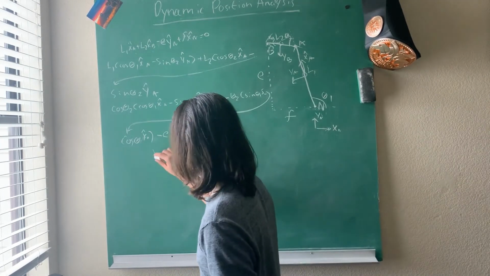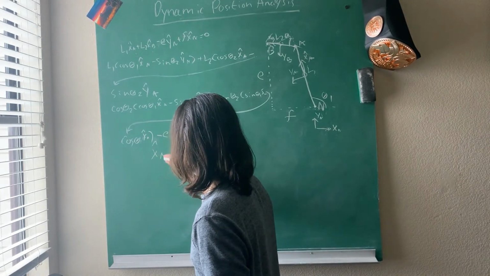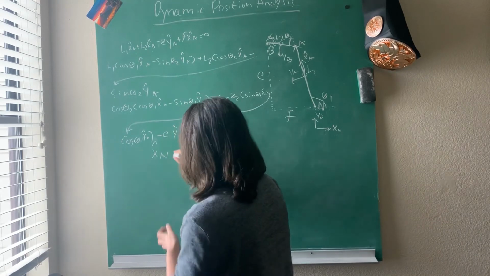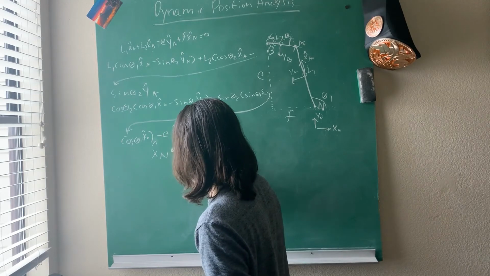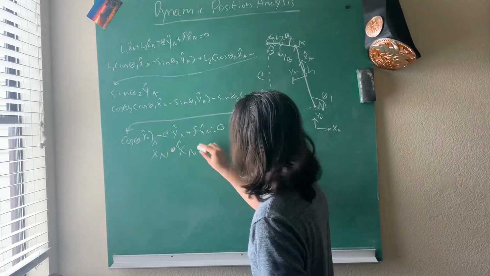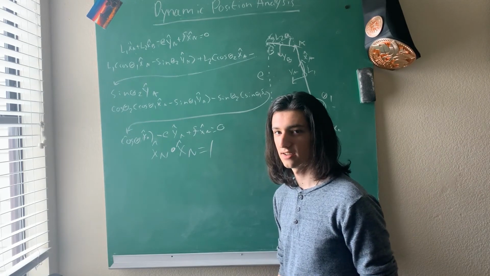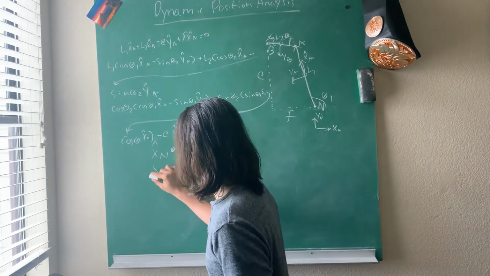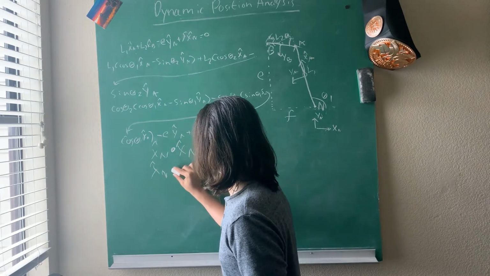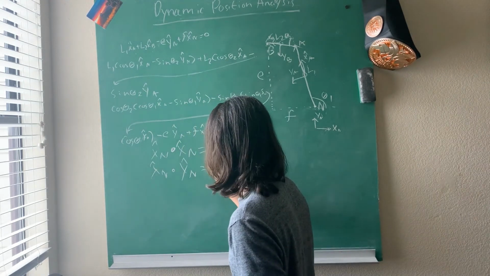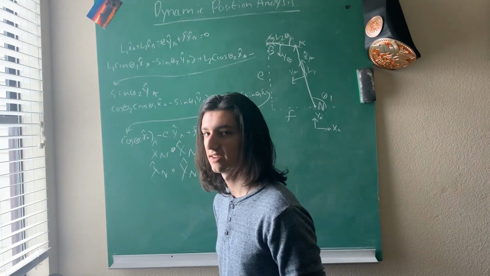Because xn times, well, that's confusing. xn times xn, you guessed it, is equal to 1. Oh yeah. And xn times yn, that's equal to 0. Oh yeah.